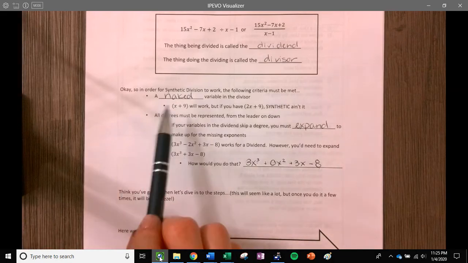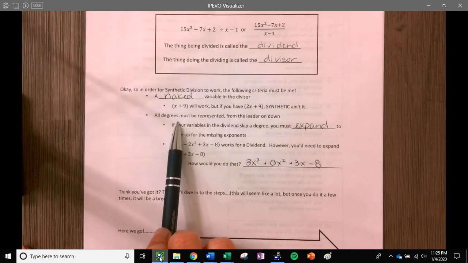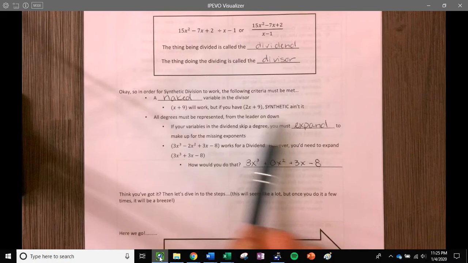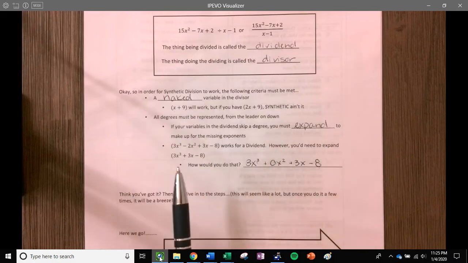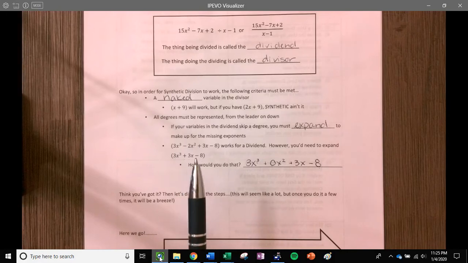So you need to have a naked variable in the divisor, and you need to make sure that all your degrees are represented. If they are not, you must expand with a placeholder. Once you make sure you've got both of those boxes checked, those are my red flags that we need to check for.